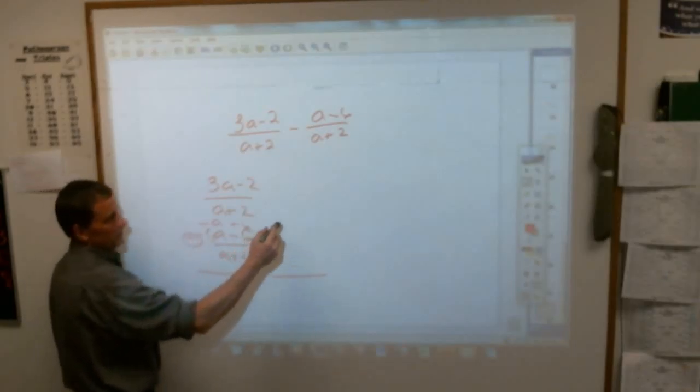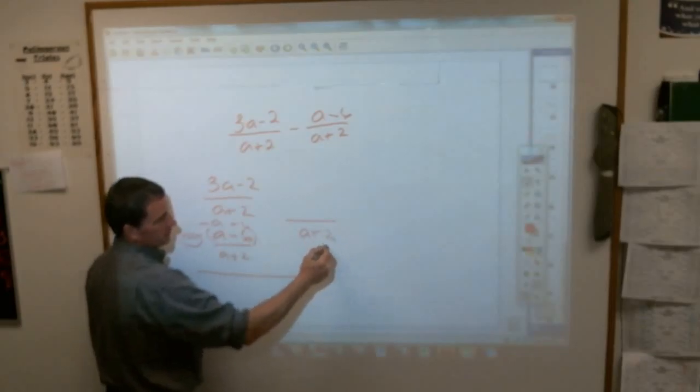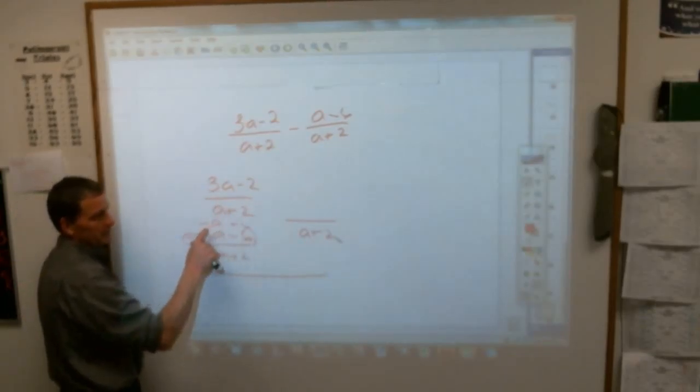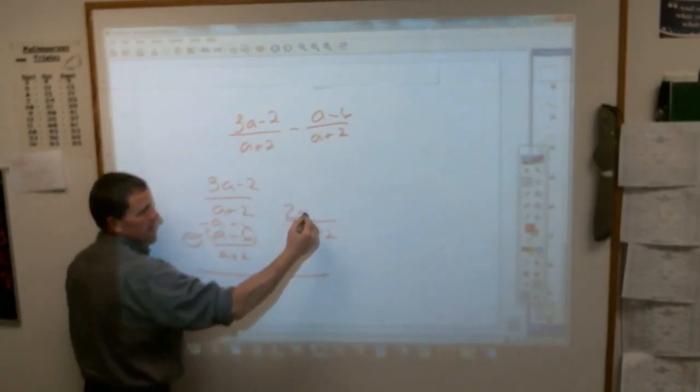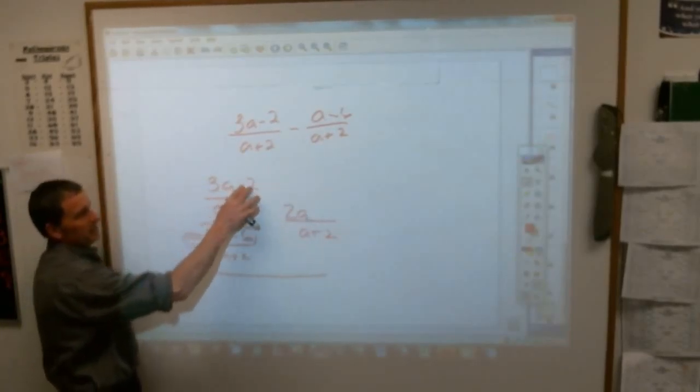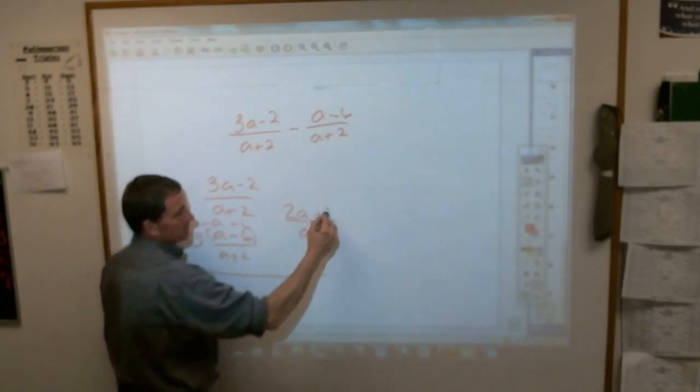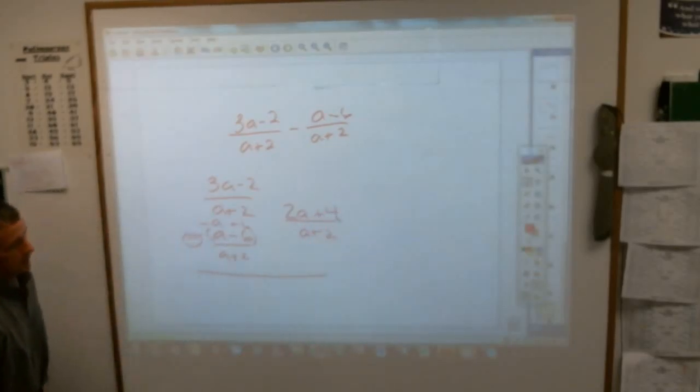When you put those together, your a plus 2 stays on the bottom, and you don't have to change that. You're going to take a 3a minus an a, which gives you 2a. You're going to take a minus 2, put it with a positive 6, which gives you plus 4. Now, am I done? Does anything cross off?